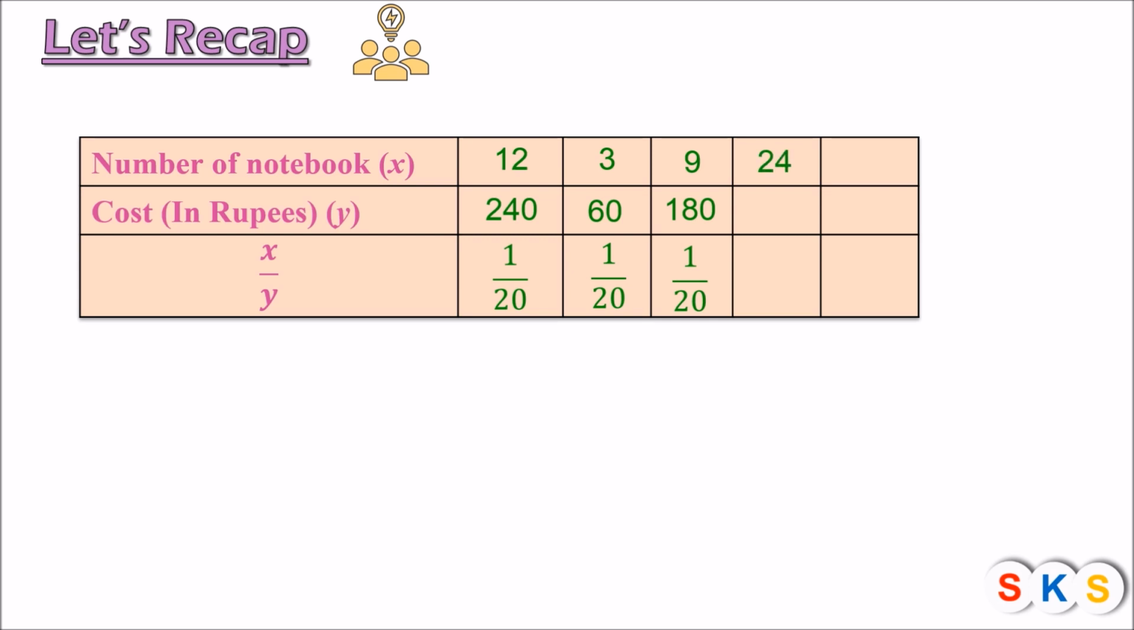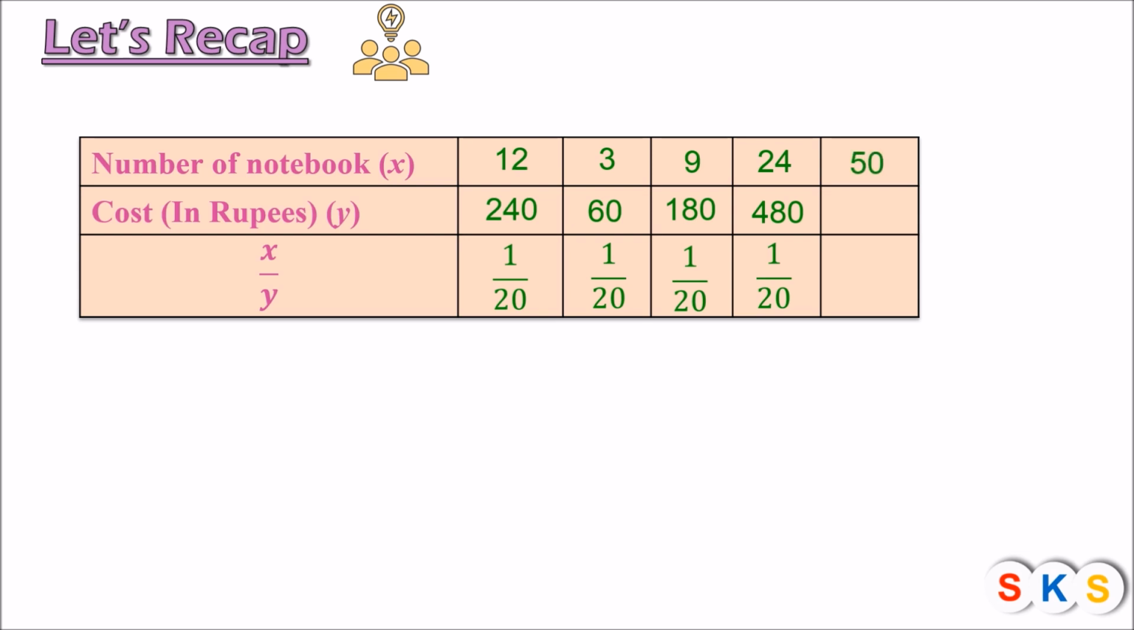Suppose the number of notebooks is 24. So what would be the cost of 24 notebooks? 24 into 20, that is 480. Now we will find the ratio 24 upon 480. The simplest form of 24 upon 480 is 1 upon 20.